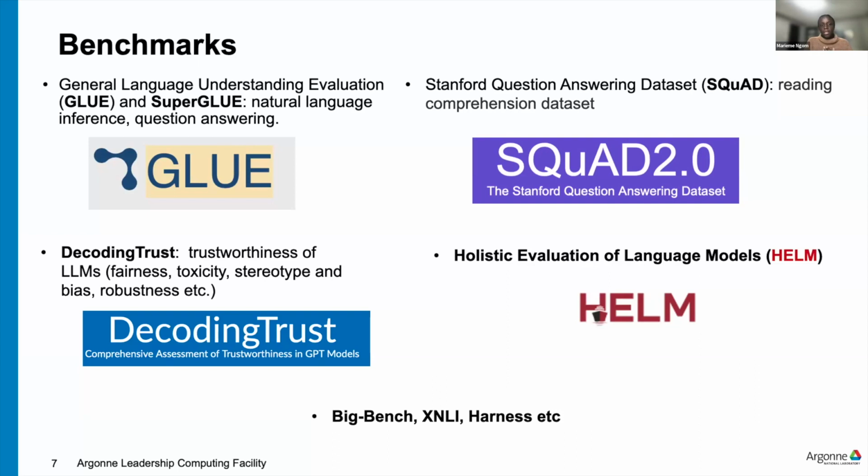You also have SQuAD from Stanford, which is good for evaluating reading comprehension. As the name indicates, it's a question answering dataset also. Recently, researchers from UIUC, who are now at the University of Chicago and at Argonne, came up with DecodingTrust, which is a comprehensive assessment of trustworthiness in GPT models. So they look into things like fairness, toxicity, stereotypes, bias, and have different scenarios and different metrics to evaluate LLMs for this.